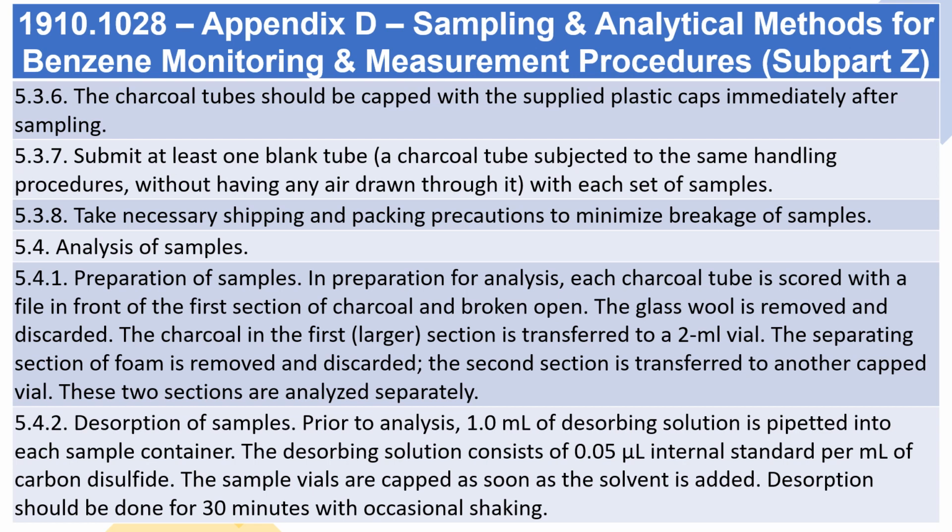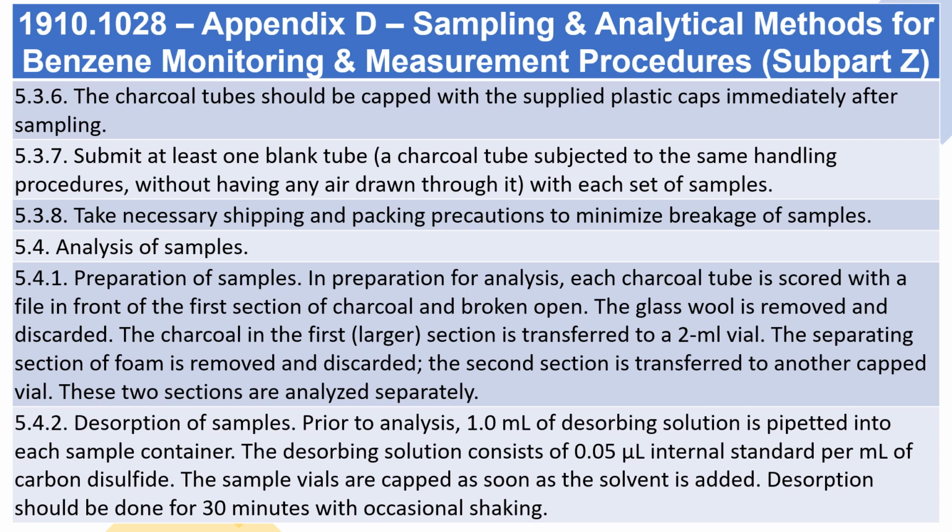5.4. Analysis of samples. 5.4.1. Preparation of samples. In preparation for analysis, each charcoal tube is scored with a file in front of the first section of charcoal and broken open. The glass wool is removed and discarded. The charcoal in the first, larger section is transferred to a 2 ml vial. The separating section of foam is removed and discarded. The second section is transferred to another capped vial. These two sections are analyzed separately.